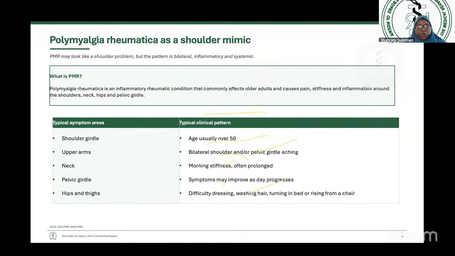So with this, we come to one of the systemic ones, polymyalgia rheumatica as a shoulder mimic. Polymyalgia rheumatica may look like a shoulder problem, but the pattern is usually bilateral, inflammatory and systemic. So what is polymyalgia rheumatica? It is an inflammatory condition that commonly affects older individuals and causes pain and stiffness in the shoulders and also inflammation around the neck, shoulder, the hip, and the pelvic girdle.